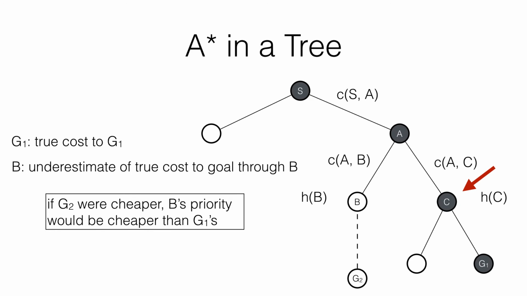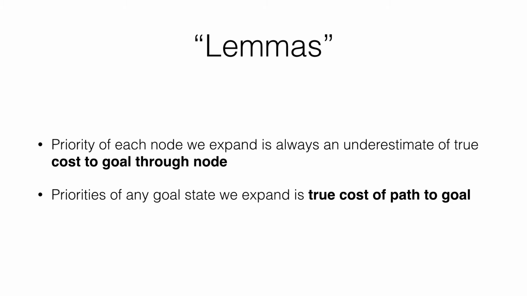But my rough intuition is as follows: if we want these two properties to hold, the first property is that the priority of each node that we expand, whenever we expand a node from the priority queue or from the frontier, that node's score is always an underestimate of the true cost to the goal through the node. So admissibility gives this to us. The second property is that the priority of any goal state that we expand is going to be the true cost of the path to the goal.